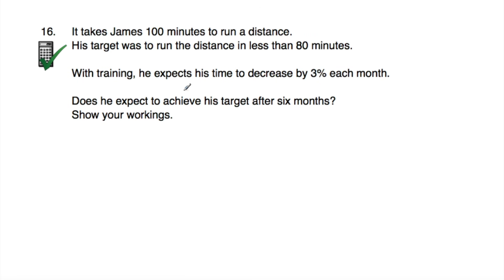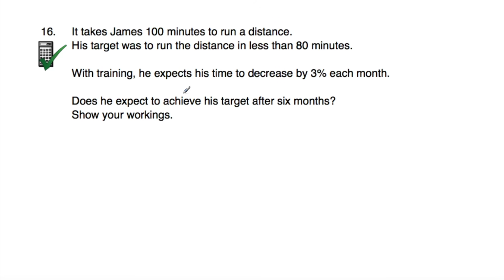Okay, so question number 16, it's another repeated change question. So we've got this repeated percentage change. So we can approach it in the same way as compound interest. And we're told it takes James 100 minutes to run a distance. So we don't know what that distance is, but it takes him 100 minutes. And his target is to run the distance in less than 80 minutes. And with training, he expects his time to decrease by 3% each month. So every single month, he's expecting his time to decrease by 3%. And the question says, does he expect to achieve his target after 6 months?